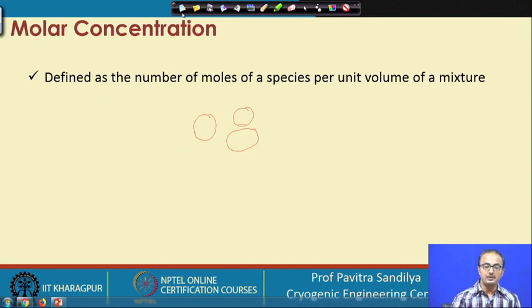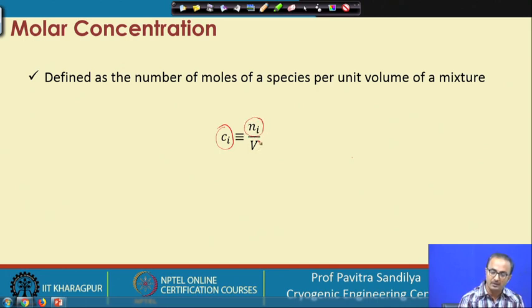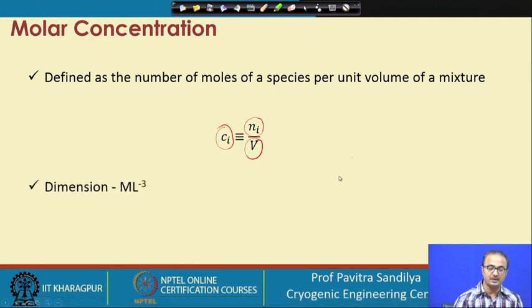Next in line is the molar concentration. The molar concentration is given by Ci, where it is defined as the number of moles of a species i divided by the volume of the mixture, and when it comes to its dimension, the dimension is again m per L cube.